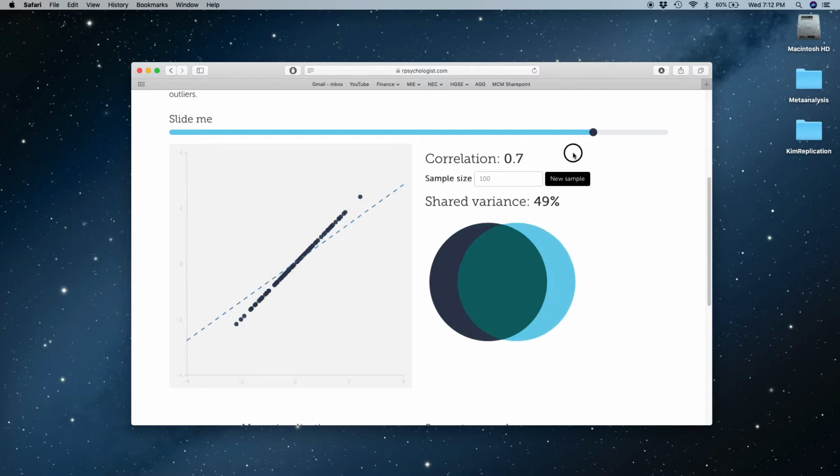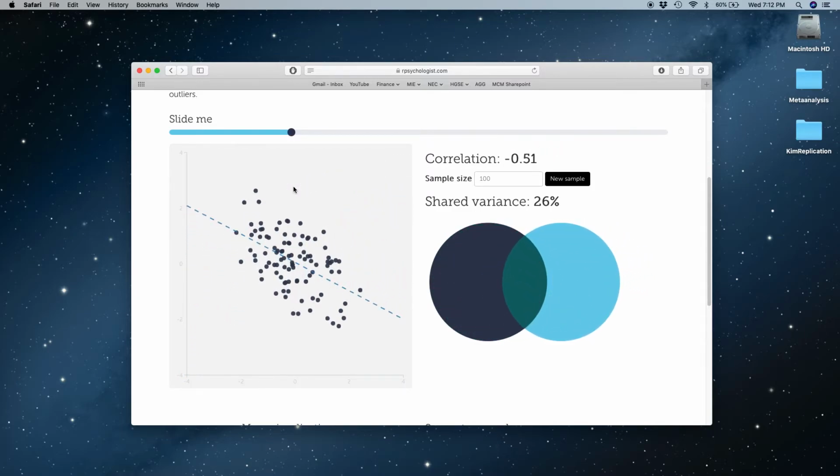And of course, with correlations, we can have negative associations. And another thing I like about this is that we can drag around points and see how the correlation changes in response to outliers, that sort of thing. So you can drag points around, and you can also change the sample size.